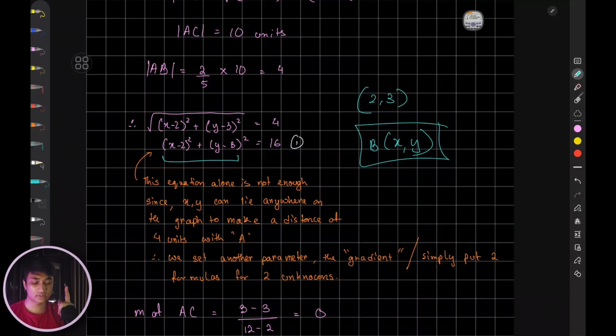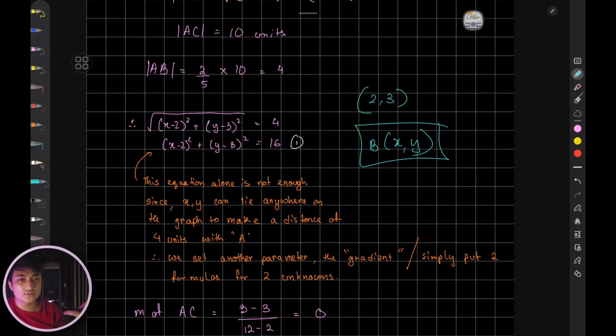Remember this. Whenever you have a set number of variables in an equation, you also need the same number of equations to find the value of those variables. What do I mean by that? In this equation, how many variables do you have? x and y, which is two variables.